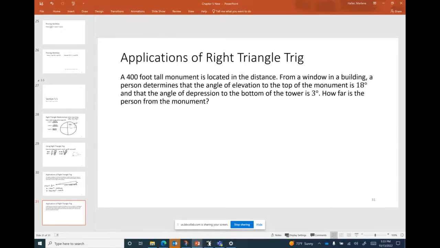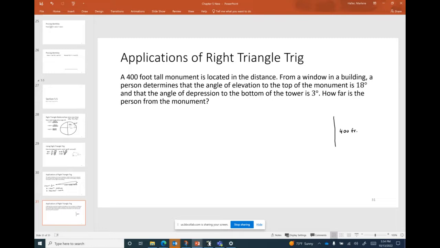This one's a little bit more challenging. We have a 400-foot tall monument, and it's located in the distance. So let's make our monument. That's my monument, and it's 400 feet tall. Now from a window in a building, a person determines that the angle of elevation to the top of the monument is 18 degrees, and that the angle of depression to the bottom of the tower or monument is 3 degrees.